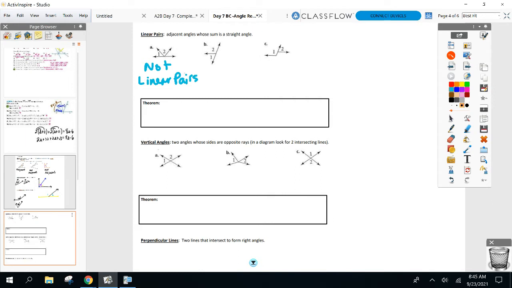How about B? What's B? Are those two adjacent angles that form a straight line? Yeah, so 1 and 2 in part B, those are linear pairs. I know I'm throwing a lot of vocab at you. Those are linear pairs.